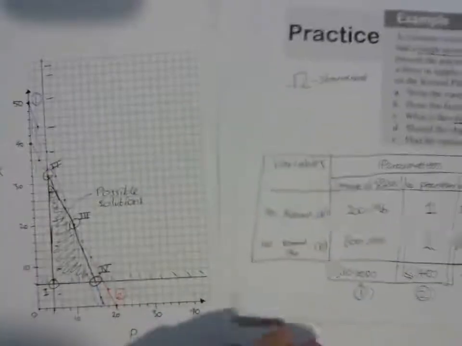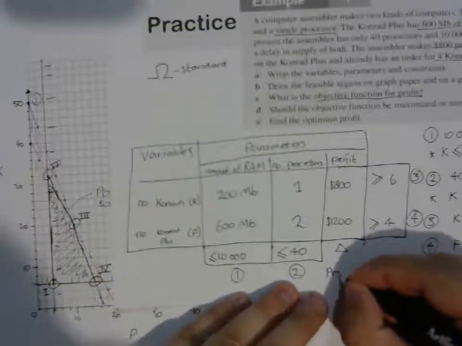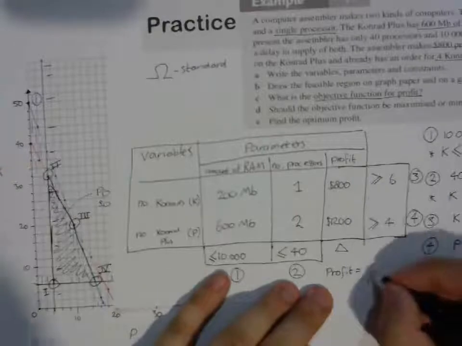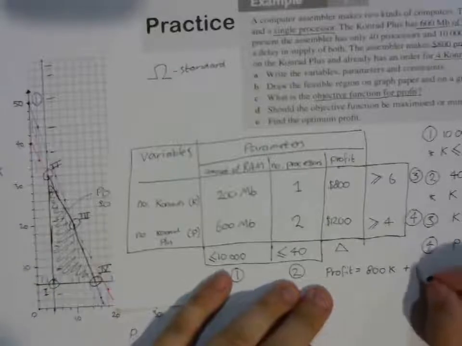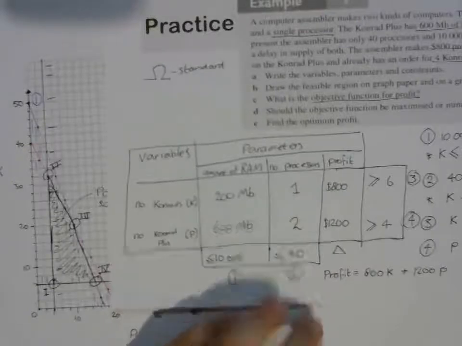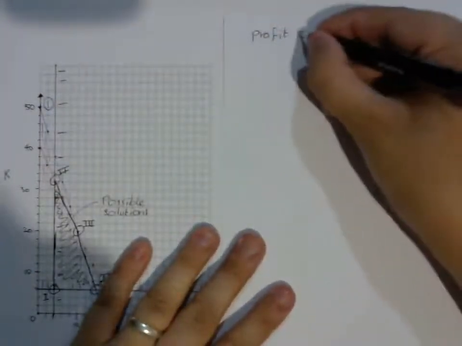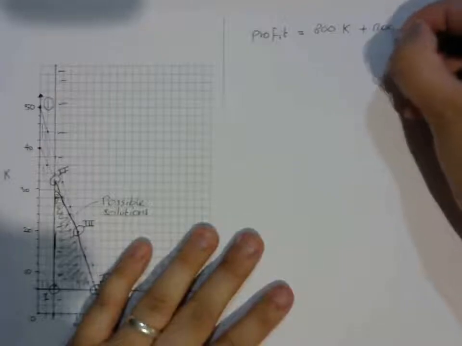Now I need to come back to my problem here. We still need our objective function. So our objective function is going to be profit equals something. In this case, we've got $800 of profit times the number of Conrads plus $1,200 of profit for each Conrad Plus. I'm just going to copy that equation to my sheet of working here. So profit equals 800 Conrad plus 1,200 Conrad pluses.